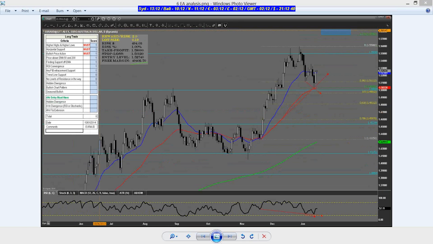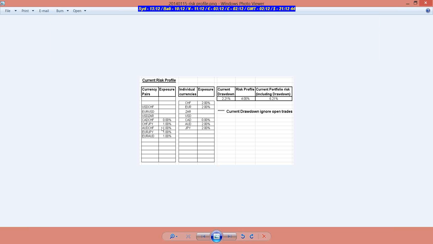So you've got something here called risk profile. So you've got 2% yen, 2% Aussie, 2% Euro, 2% Swiss. As long as you're comfortable with that, I'm glad you've got this. This is brilliant, and this shows your risk profile. I think it's fabulous.